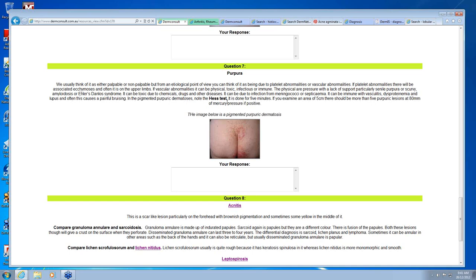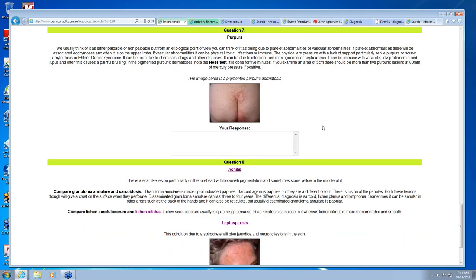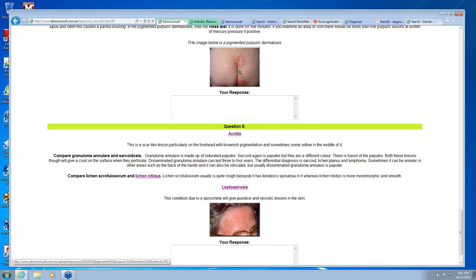Then the Hess test, God, I haven't done that for years. Get a pressure cuff, put it around the arm. I think you have to take it to about 80 millimeters of mercury, and if you examine an area of 5 centimeters, there should be more than 5 purpuric lesions if the Hess test is positive. It tells you you've got a platelet abnormality. We're all too lazy to do it nowadays.